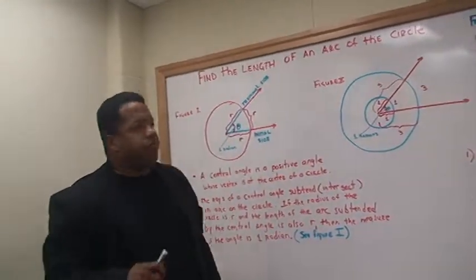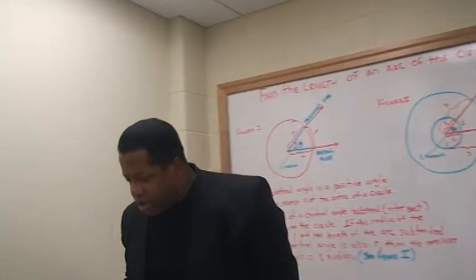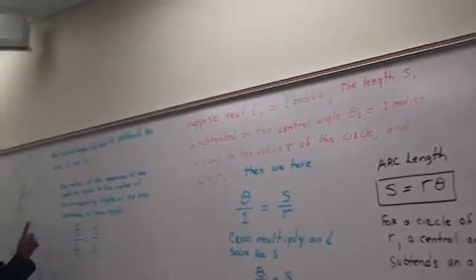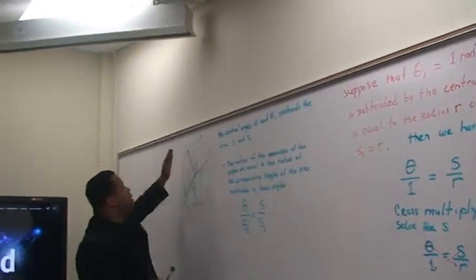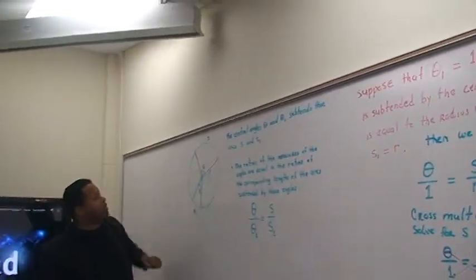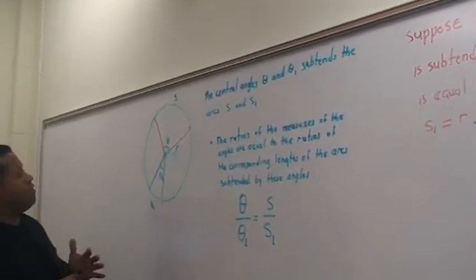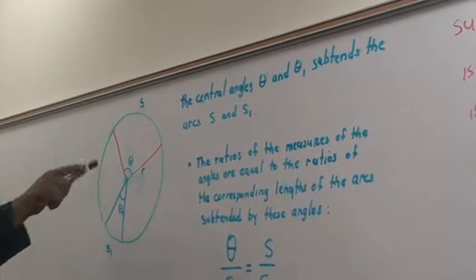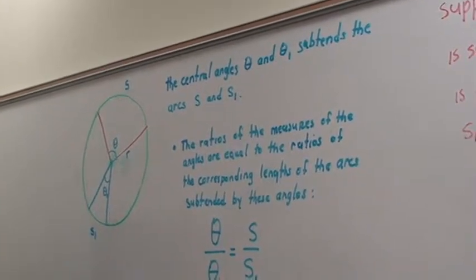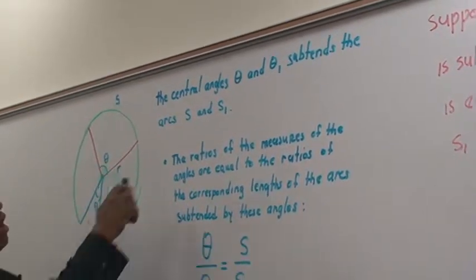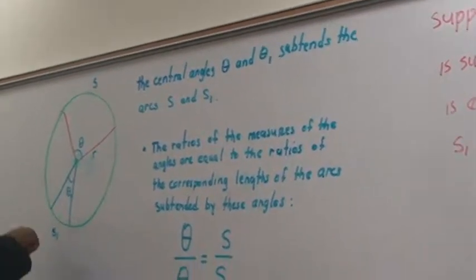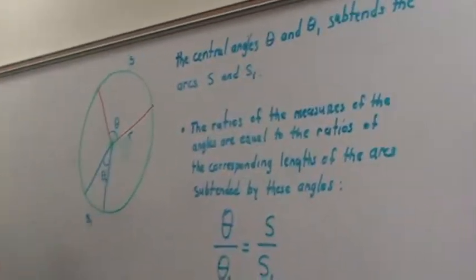Okay, so if we come over here to the other side, we're going to be talking about some things here. We're going to be talking about the central angle. Look at this diagram here. We have central angle theta and theta sub 1, which subtends the arc, right? S, and also S sub 1.